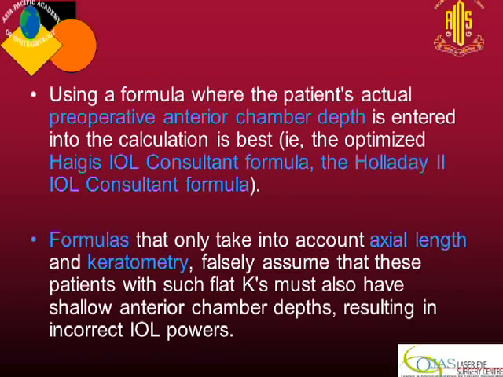Using a formula where the patient's actual preoperative anterior chamber depth is entered into the calculation is probably the best, that is the optimized Haigis IOL constant formula and the Holladay 2 IOL consultant formula. Formulas that only take into account the axial length and keratometry falsely assume that patients with such flat Ks must also have shallow anterior chamber depths, resulting in incorrect IOL powers.